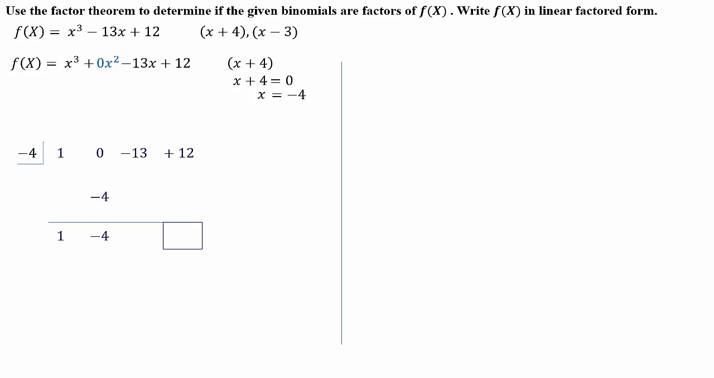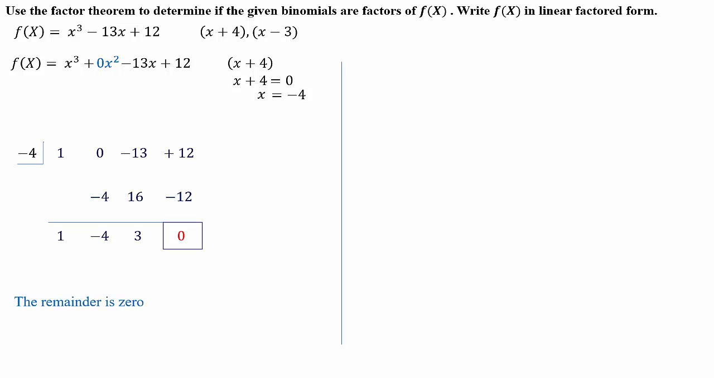Negative 4 times negative 4, that would be positive 16. Now, 16 minus 13 is a 3. Multiply again for the last time. That's negative 12, and if you add them, that's 0.